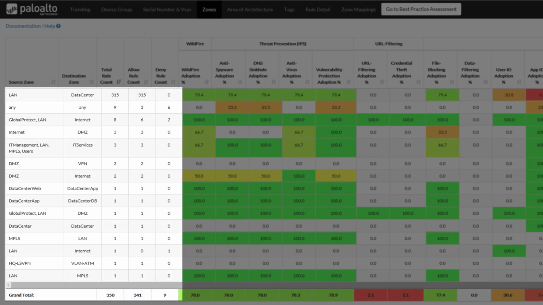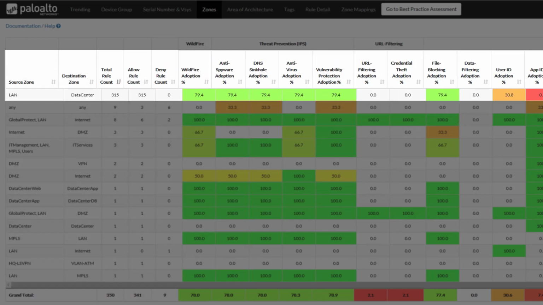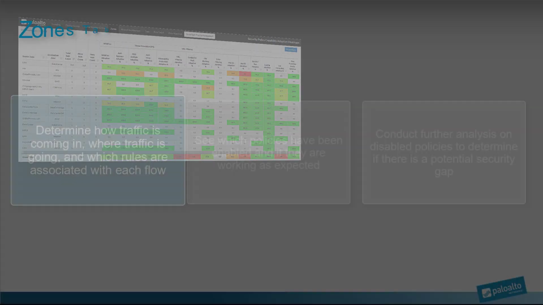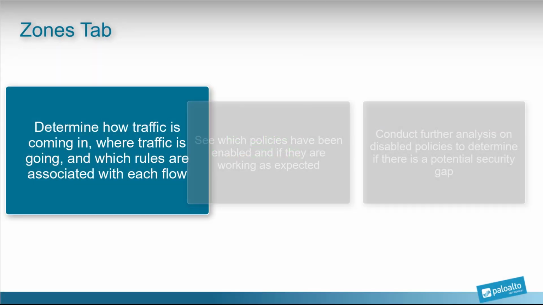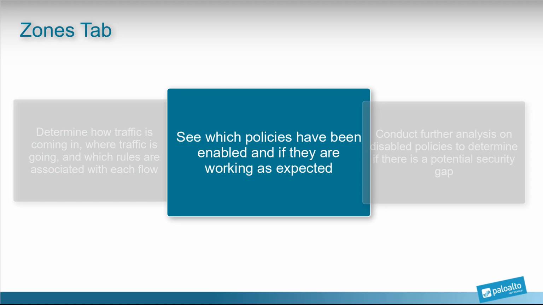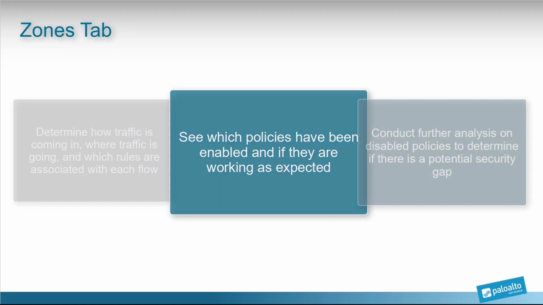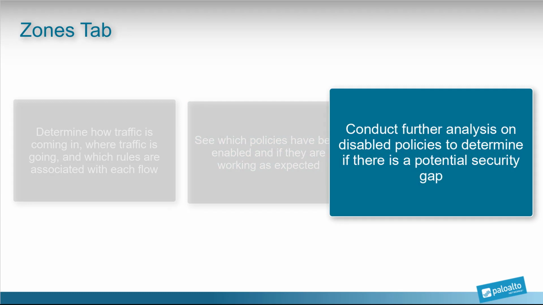Looking at the flows below, you can see the other rules configured between the different zones. The majority of the rules and traffic are configured between LAN and data center, with most of the capability adoption at 79%. When looking at zones, we want to use this data to determine how traffic is coming in, where traffic is going, as well as which rules are associated with each flow. This gives us a big picture into which policies have been enabled and if they are working as expected. If we see a policy that isn't enabled, we can do further analysis to determine if this was on purpose or this is a potential security gap.